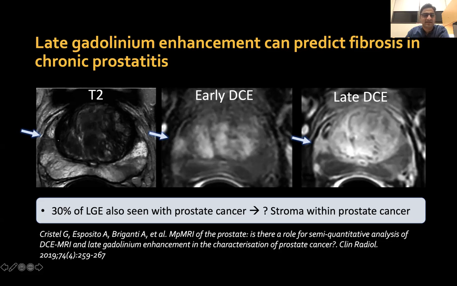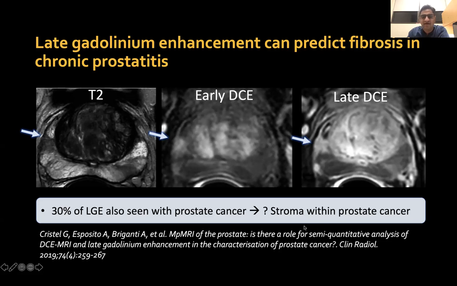But as we see in this case, this is a paper which talked about the late gadolinium enhancement. This is a wedge-shaped abnormality in the peripheral zone of the prostate, and there is an early enhancement, and there is also much more delayed late gadolinium enhancement. It's easy to imagine that fibrosis would be seen with prostatitis. So this would be helpful, but it's also important to note that 30% of prostate cancers can also have late gadolinium enhancement due to the presence of stroma.